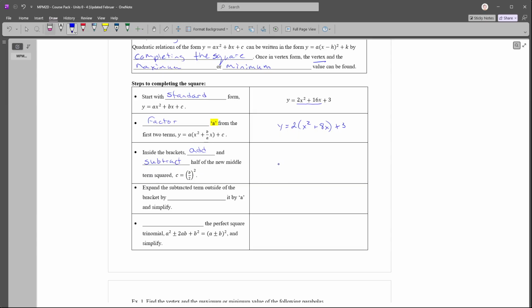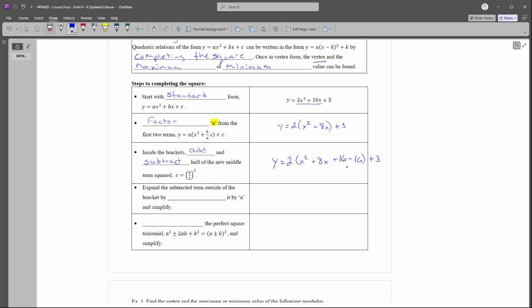So y is equal to, we leave the 2 alone, we leave the x squared alone, we leave the 8x alone, and now we're going to add and subtract half of the b term squared. Half of 8 is 4, squared is 16. We're going to add 16, and we're going to subtract 16. You're like, how can you just do that? Well, mathematically, if I both add and subtract the same number, I've essentially done nothing. So I haven't changed the equation at all.